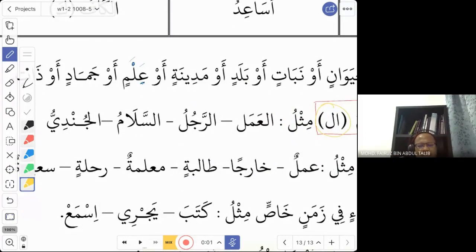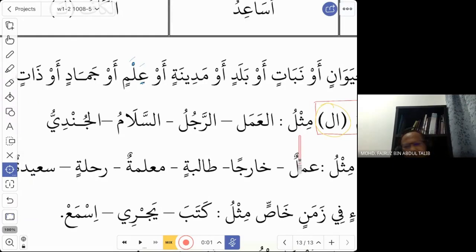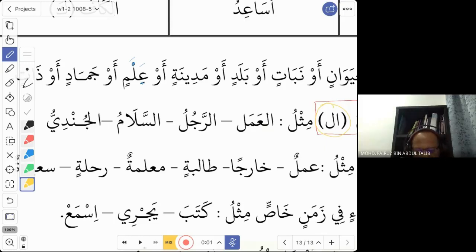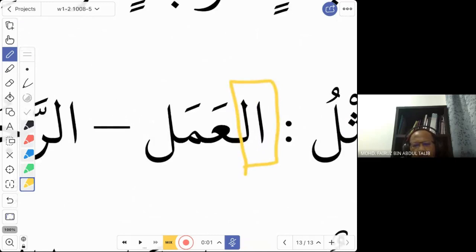Okay, there is some example that we don't see in our list previously. Mithlu, mithlu means for example. So if you want to say, oh, for example, you say this word, mithlu. Mithlu, the first word, al-amal, al-amal. So what is al-amal? The word amal means work. But it is not the verb to work. No, this is the work itself. And how do you know this is a noun? Because of this alif lam. So whenever you see al-amal, oh, you know this is work, but this is not a verb. This is a noun. So the work.